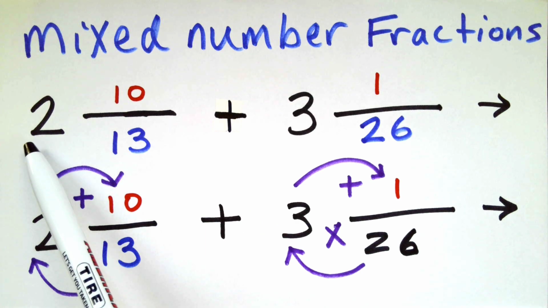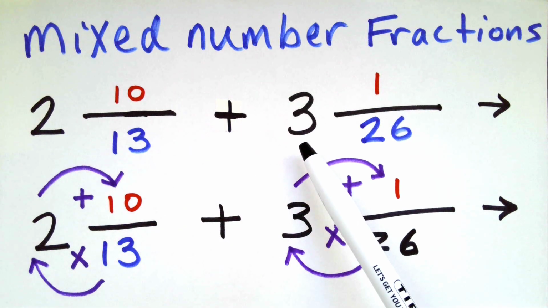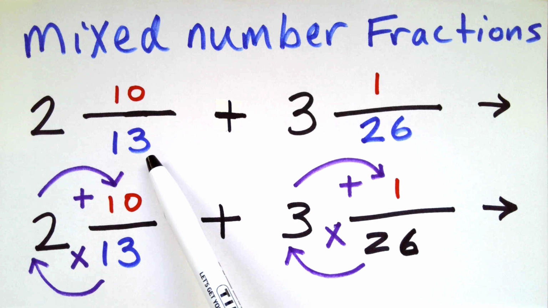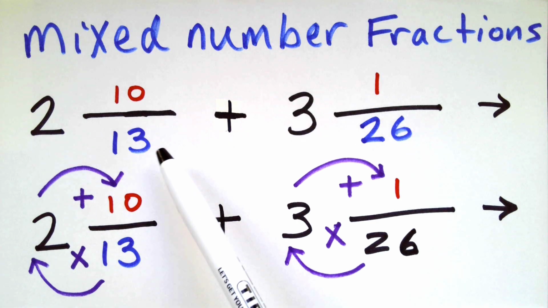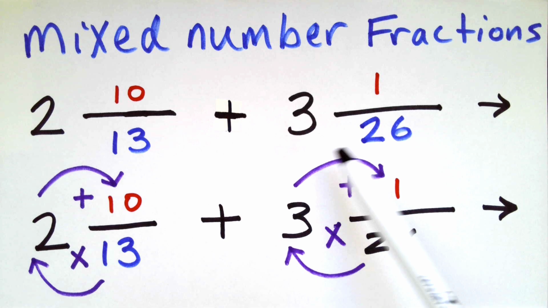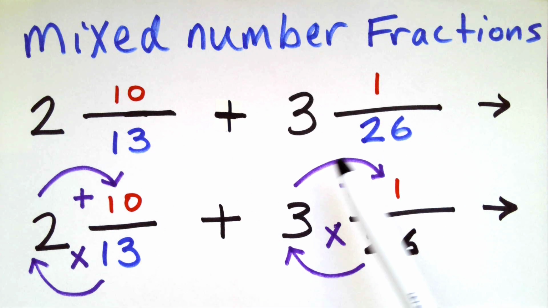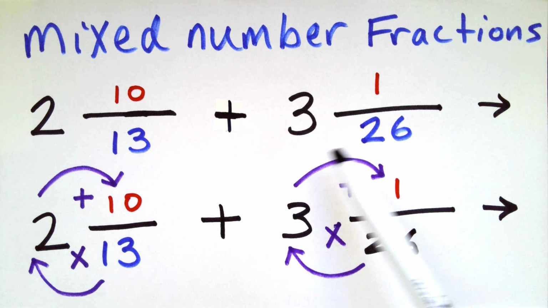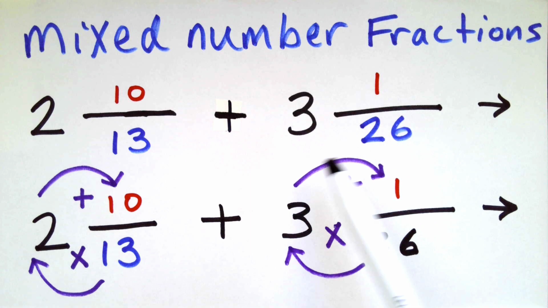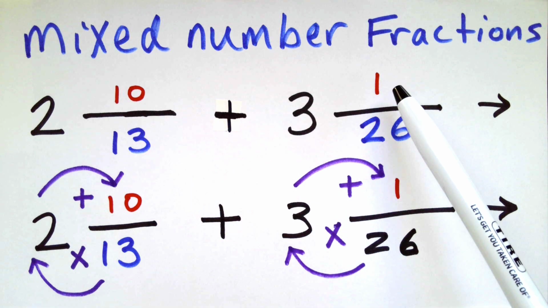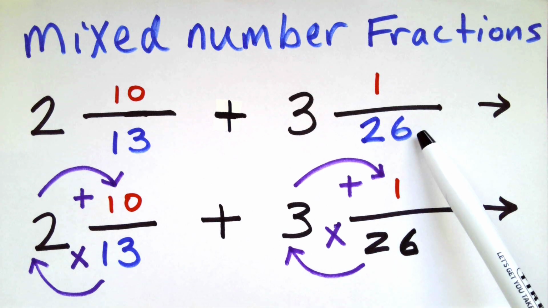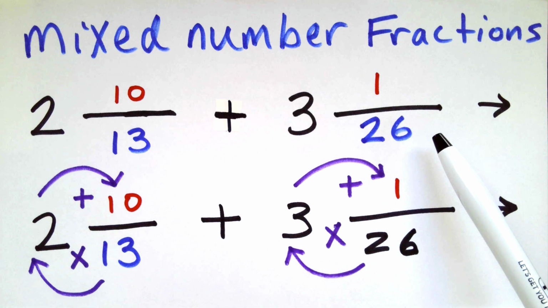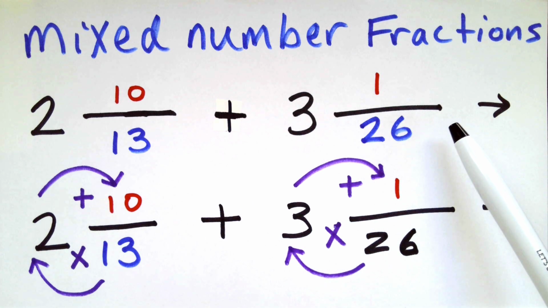Or you can take the whole numbers, 2 plus 3, it gives you 5. Then add the fractions. Here I know 2 times 13 is 26. So I multiply top and bottom to have that same common denominator. 2 times 13 is 26. 2 times 10 is 20. Now the common denominators are the same at 26. 20 plus 1 would be 21 over 26. And again, 2 plus 3 is 5. So 5 and 21/26 would be the answer to this particular problem.